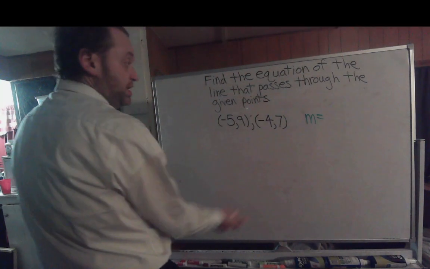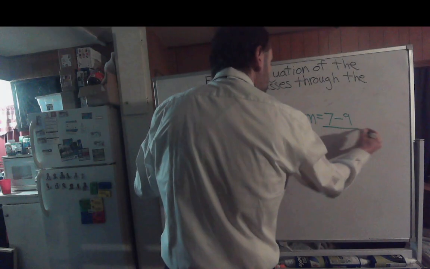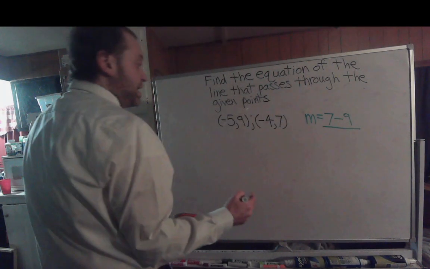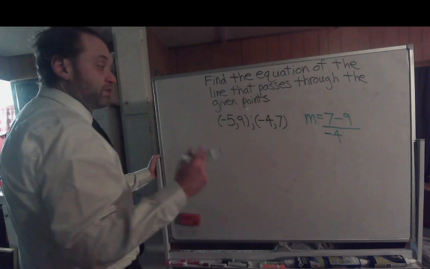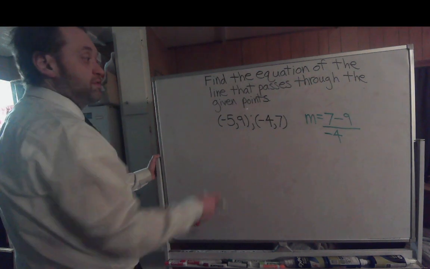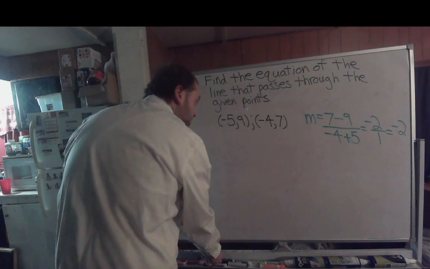All right, so find your slope, which would be equal to your second y-coordinate of 7 minus your first y-coordinate of 9, divided by your second x-coordinate of negative 4 minus your first x-coordinate of negative 5. Negative 4 minus negative 5 would be negative 4 plus 5. That would end up giving me negative 2 over positive 1, giving me a slope of negative 2. So the slope of the line is negative 2.